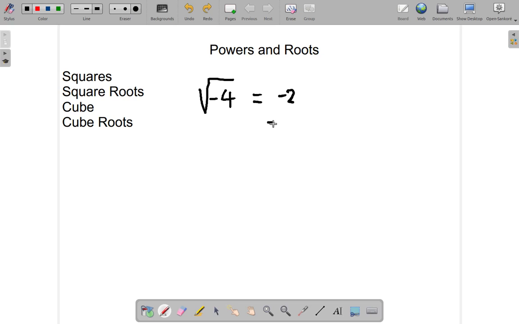But negative 2 multiplied by negative 2 gives you a positive 4. When you multiply these, it gives you a positive 4. So it's not negative 2, because when you multiply it by itself, it doesn't give you negative 4, it's a positive 4.